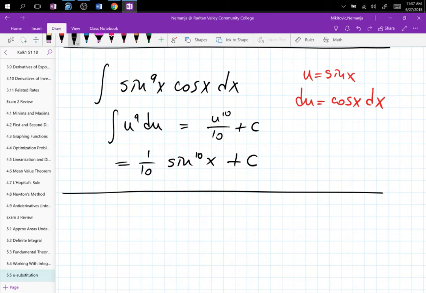The chain rule will get you the cosine when you differentiate, because you're differentiating sine to the 10th power. That's 10, which cancels with a fraction, times sine to the 9th, times the derivative of the inside, the derivative of sine is cosine, and there you go. Right? It's cool. So this is going to be revisited. Well, everything from this section will be revisited.